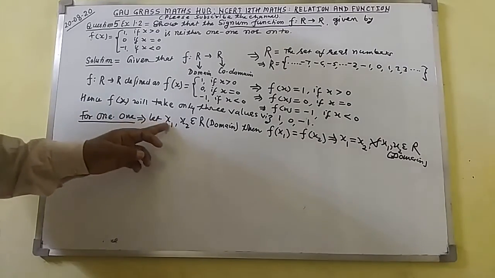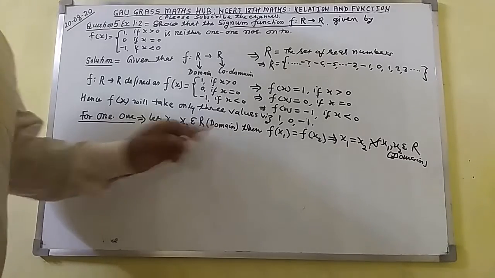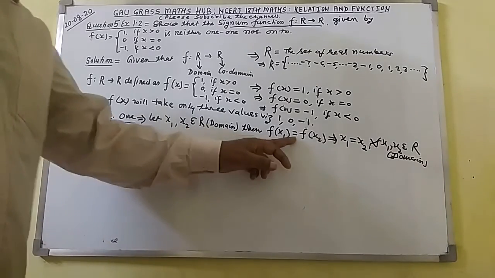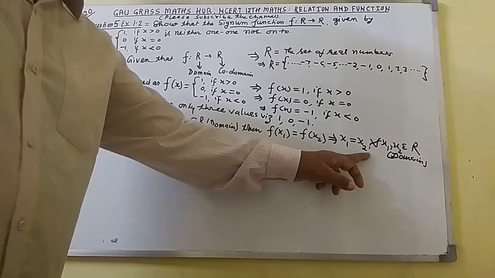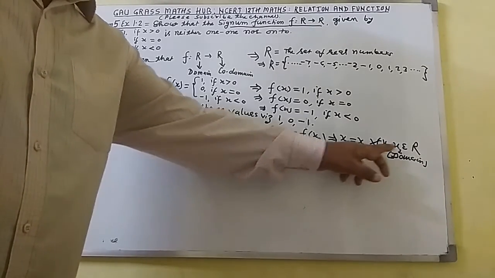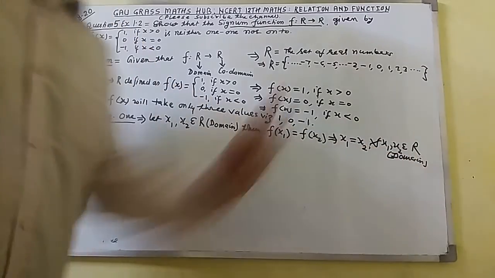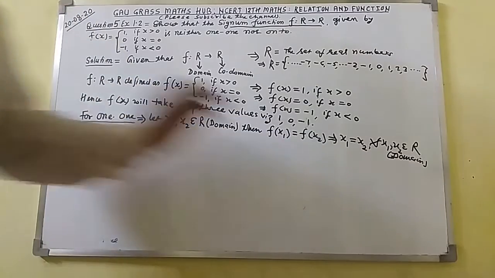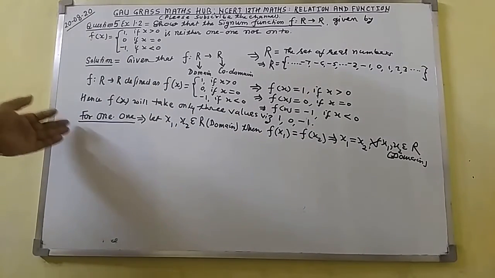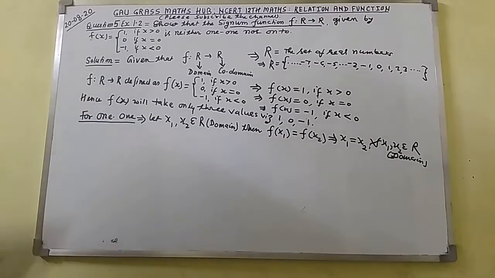Let x1 comma x2 belong to capital R domain. Then f of x1 equal to f of x2 implies that x1 equal to x2; for all x1 comma x2 belong to capital R domain. This is the common statement you have to write in all cases for a function to be a 1-1 function.